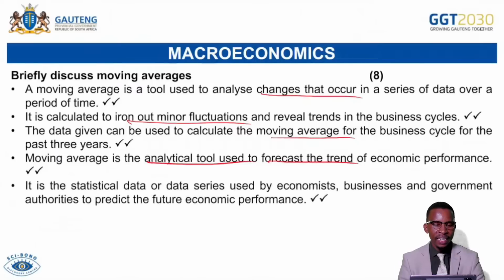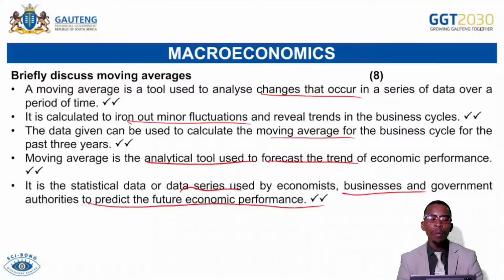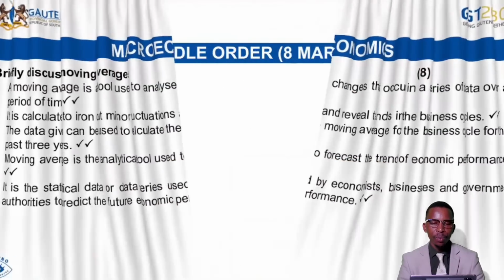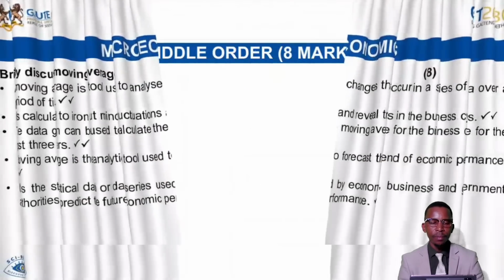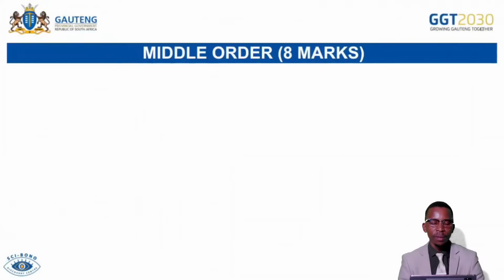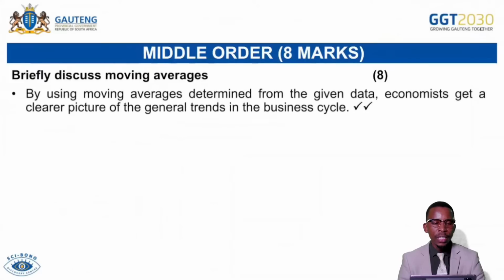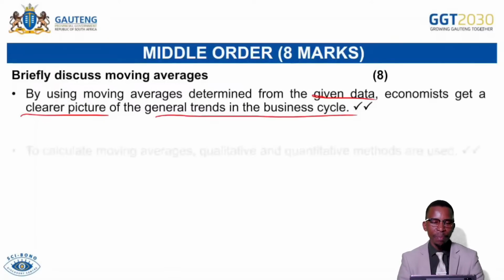And then we go further. It is the statistical data or data series used by economists, business, and government authorities to predict future economic performance. Then we continue. With moving averages, we are not done. Using moving averages determined from the given data, economists get a clear picture of the general trends of the economy or the business cycle.